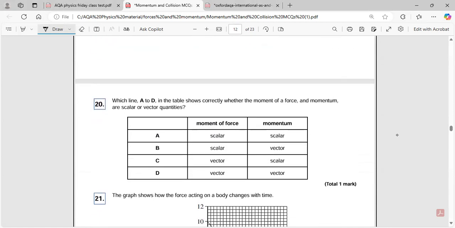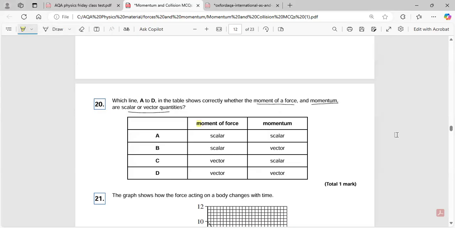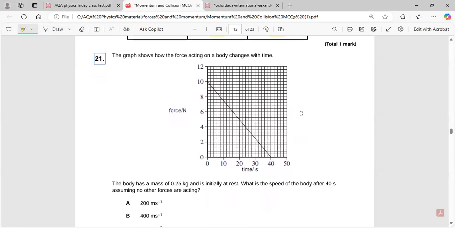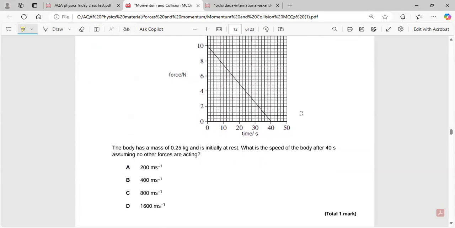The last question. Which line A to D in the table correctly shows whether the moment of force and momentum are scalar or vector quantities? That's very easy. The last question is easy, and that's a great sign. Moment of force is a vector because it can be either clockwise or anti-clockwise, and momentum is also a vector because it has velocity. So now look carefully. You can stop the video and solve the question.